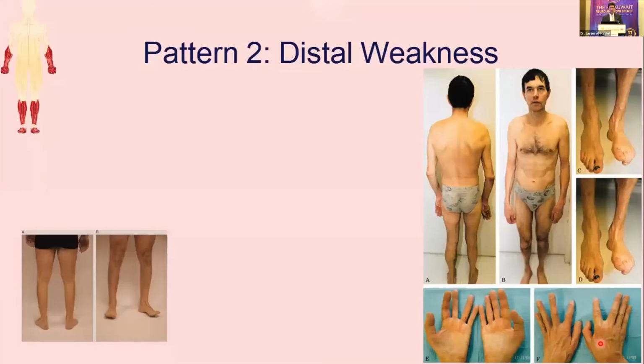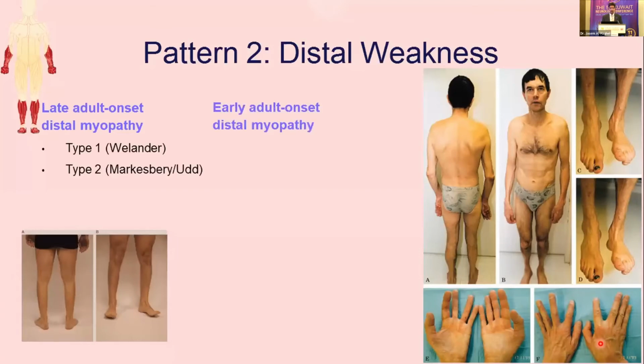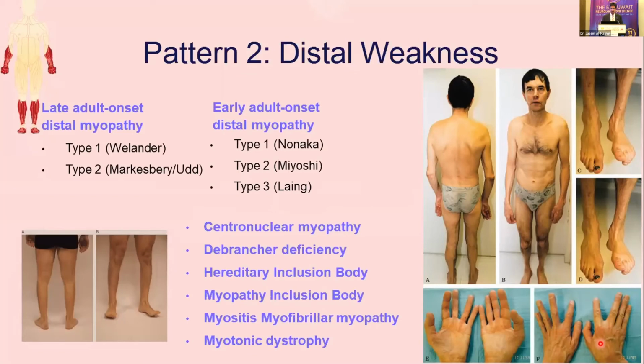If somebody has distal weakness, here they would have what's called the late adult onset distal myopathy, or an early adult onset distal myopathy. These are your Nonaka and Miyoshi. They could also have debrancher deficiencies and inclusion body myositis, where you have to examine the finger flexors for the distal weakness in the upper extremities. So always do not ignore the distal muscles when examining a patient for myopathy.